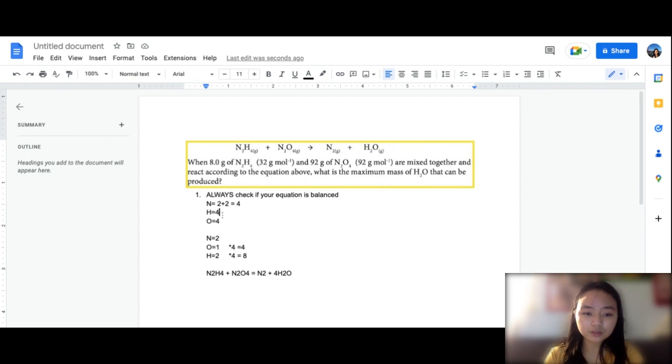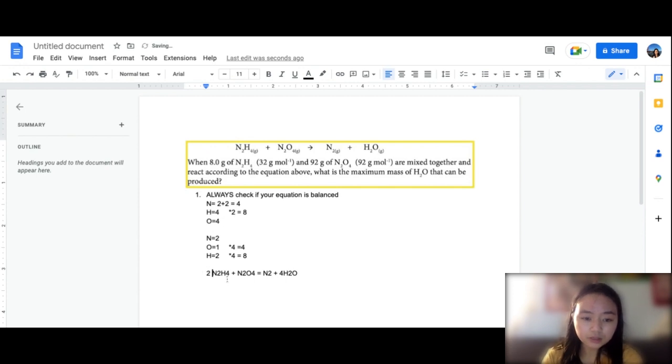So we can go back to the hydrogens on the reactant side and multiply by 2 to get 8, which matches the hydrogens on the product side. So remember, we never changed the subscripts, we only changed the stoichiometric coefficients, in front of the element symbol. So I multiplied by 2 here, so there should be a 2 here.